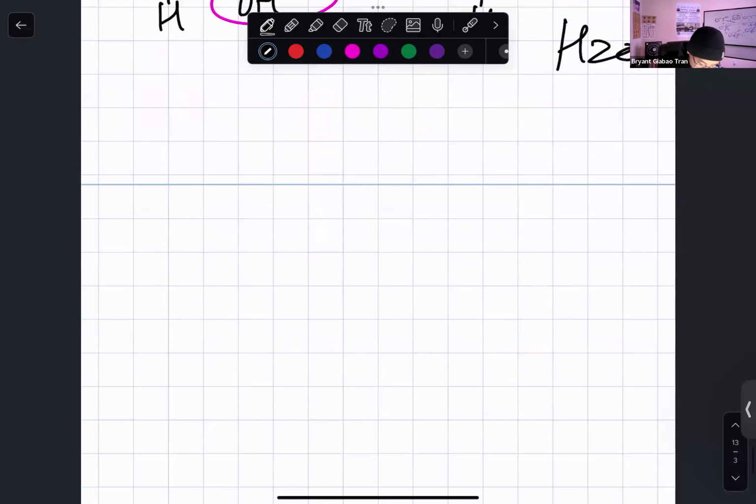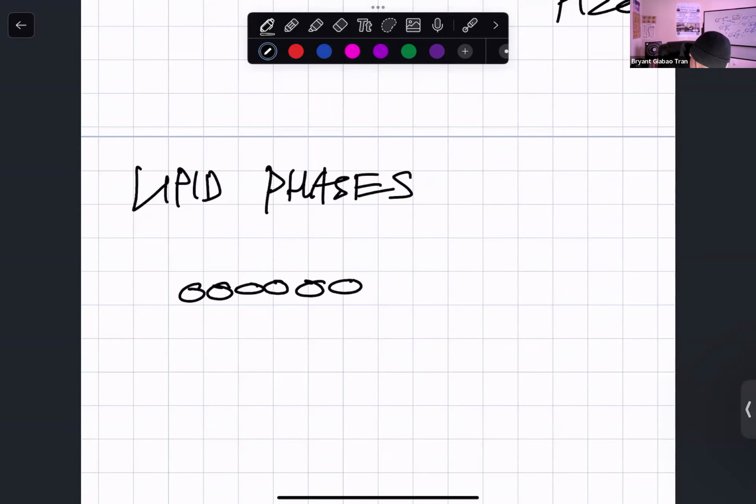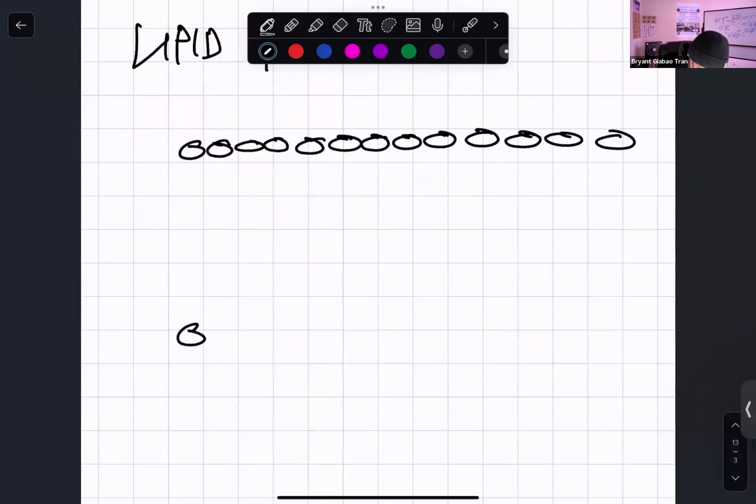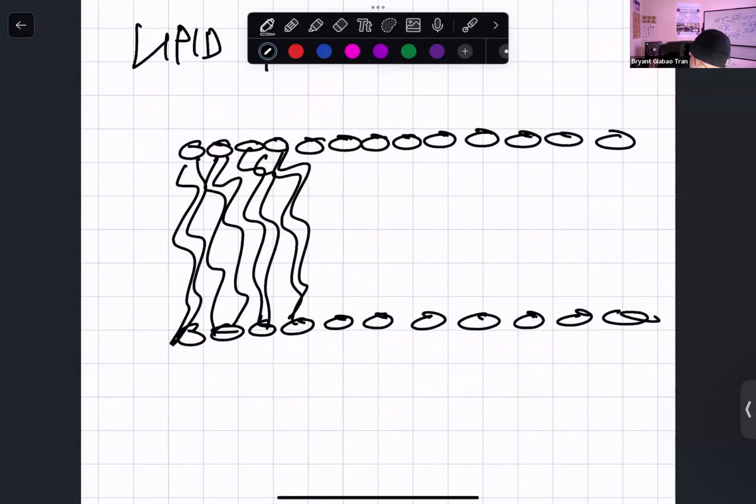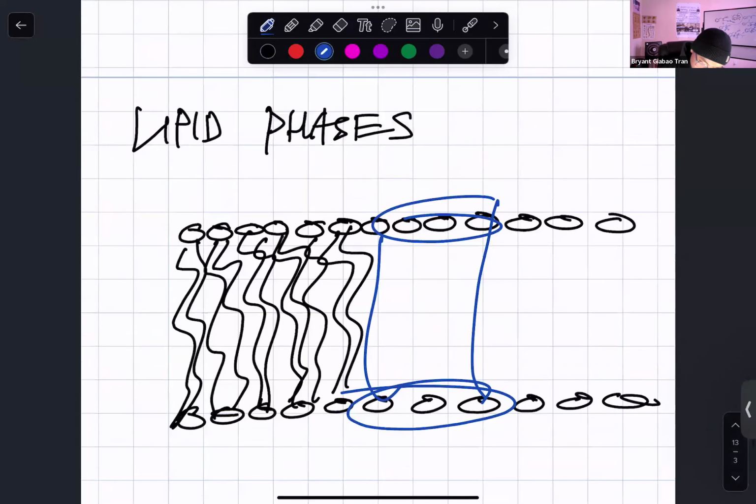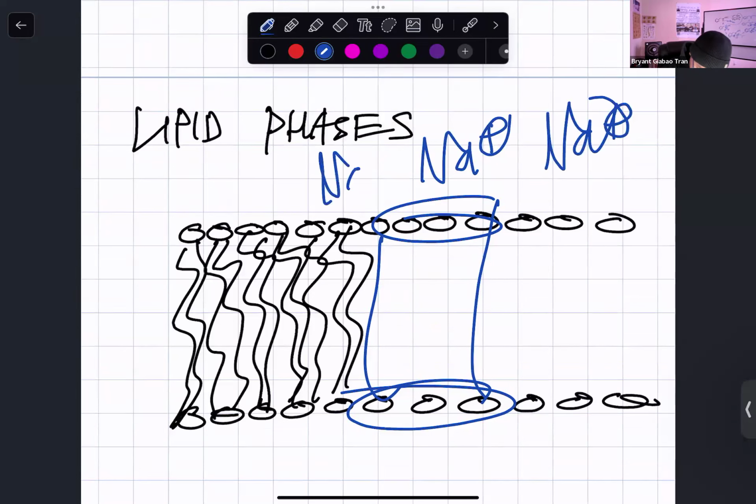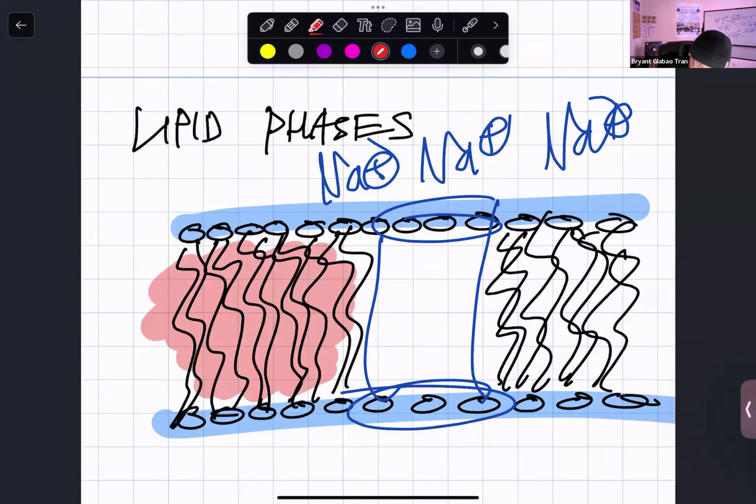Okay, so let's talk about the lipid phases. A lipid bilayer is going to have a hydrophilic outer membrane and a hydrophobic inner membrane, right? So the inside is going to be hydrophobic and the outside is going to be hydrophilic. Let's say we have a sodium ion channel, and let's say we have sodium ions outside. I'm going to represent the hydrophilic portions as a blue highlighter like that, and the hydrophobic section as a red highlighter like that.